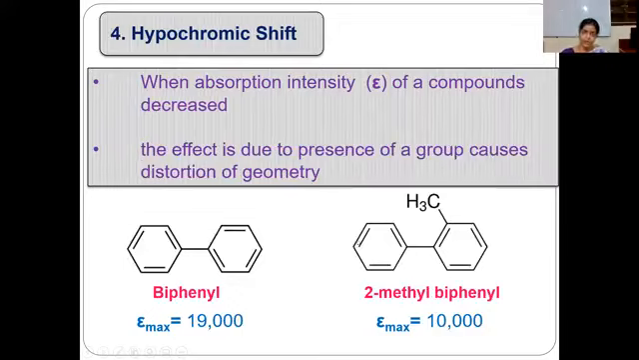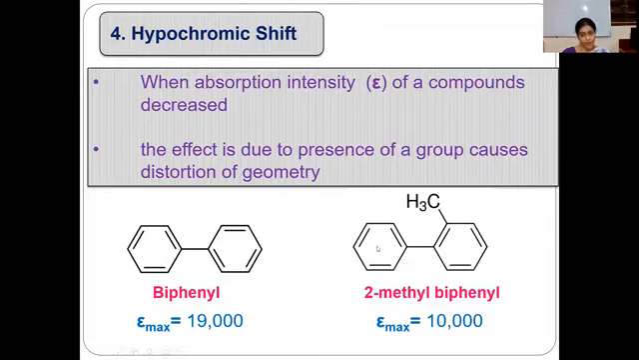Another, the fourth shift, is hypochromic shift. Hypochromic shift is again related with the change in absorption intensity. When absorption intensity or epsilon max value of a particular compound decreased, then it shows hypochromic shift. The reason of hypochromic shift is the presence of a group that causes distortion of geometry, as in the example biphenyl. The two rings of biphenyl are arranged coplanar with respect to each other.